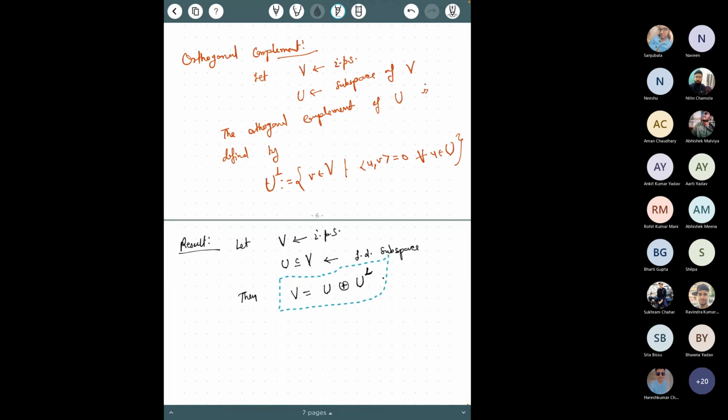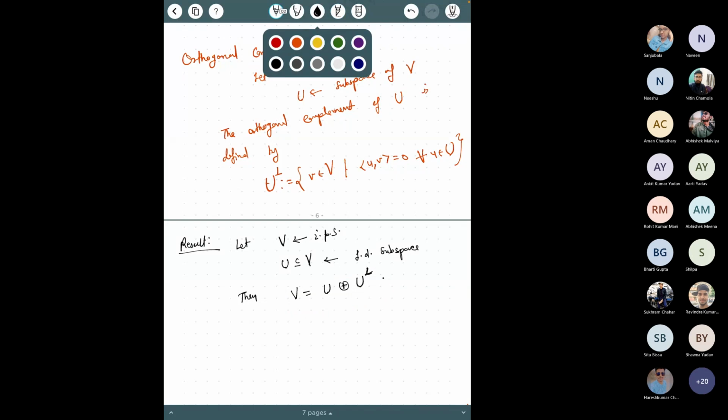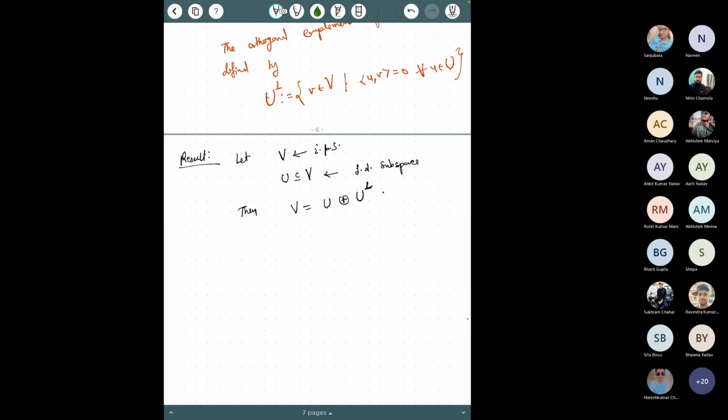Now, if V is finite dimensional, then whatever you just said, previous to this result, that will work, and can be written as a proof. So for example, what I'm saying is the following. Let us recall what we did in the discussion prior to this result.